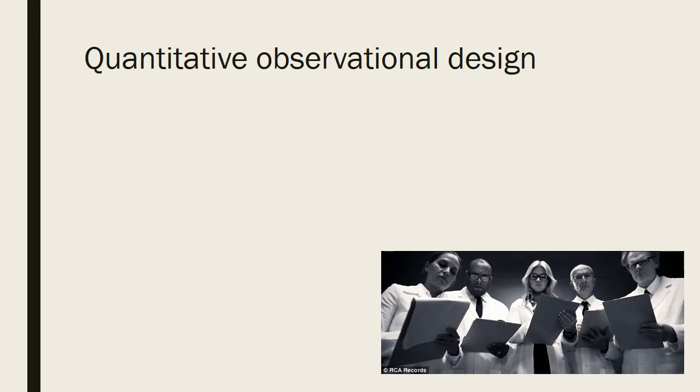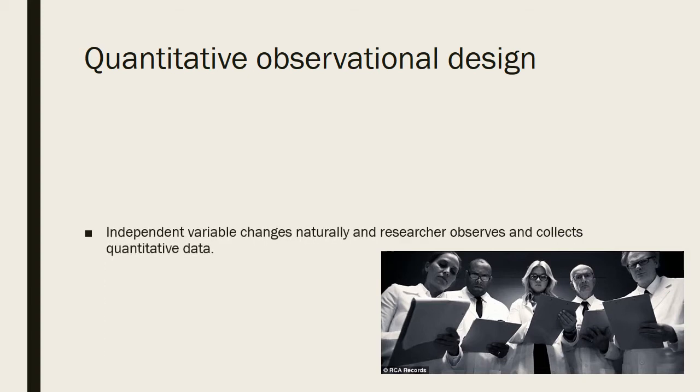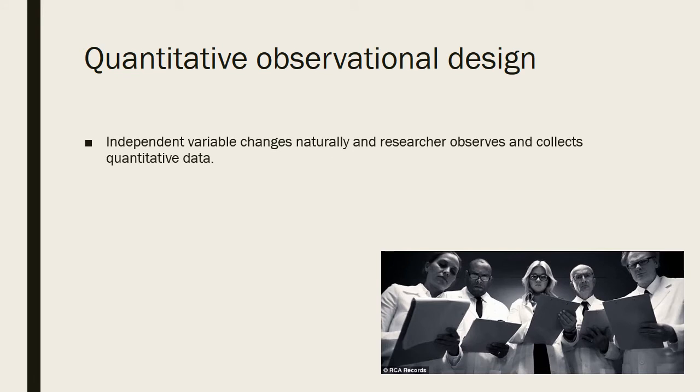The quantitative observational design is often referred to as being quasi-experimental. This is because it has some of the features of the experimental design, but not all of them. For example, the independent variable changes in this design as well. However, it changes naturally, which means that the groups are pre-existing and the researcher is simply observing and collecting quantitative data. This means that a control group may still be present, but not always. Because the groups are pre-existing, it also means that random allocation is unable to be used.